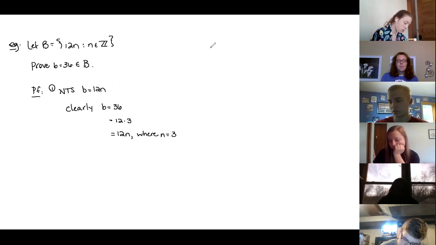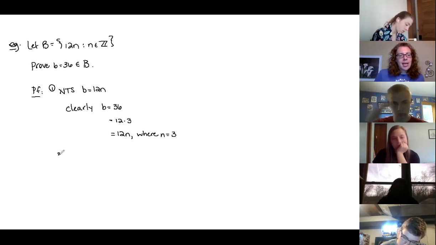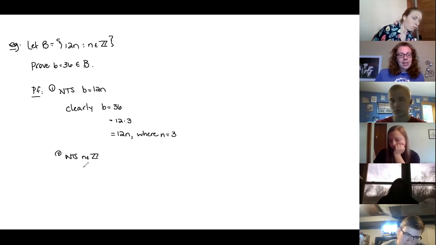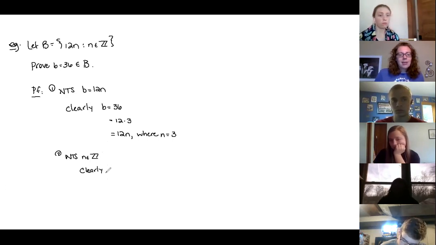So I've got the part before the colon. My 36 looks like it's supposed to. My 36 looks like 12 times something, and my something is 3 in this case. The second part that I need to show is that my n lives in the integers. And this is the n that I came up with in the previous step. The n that I came up with in the previous step is 3. And so this again can be clearly n equals 3, which lives in the integers. No problem.